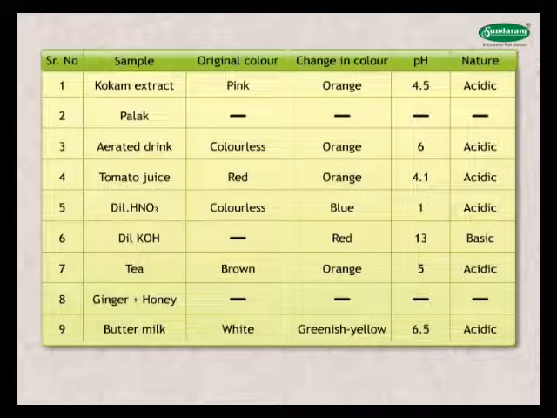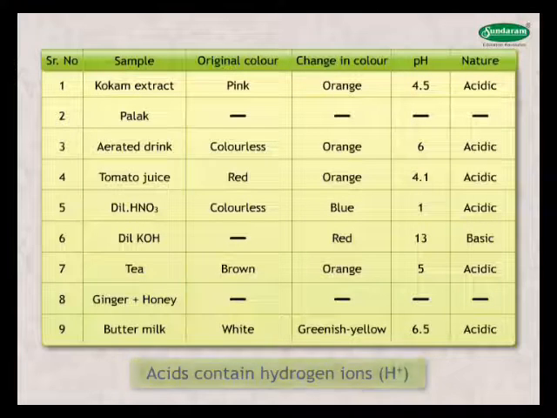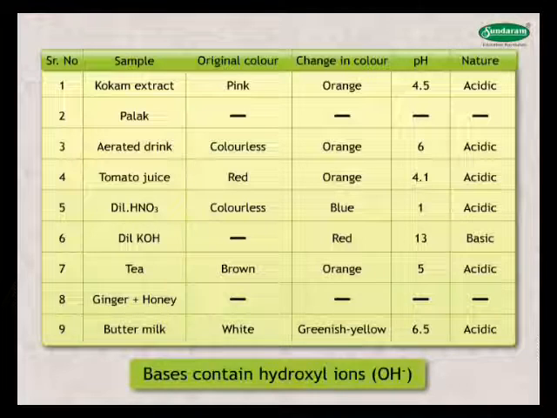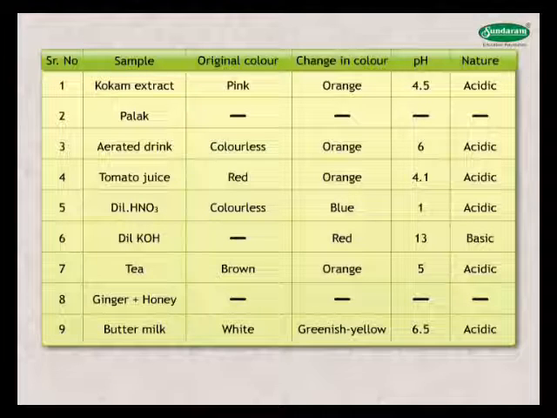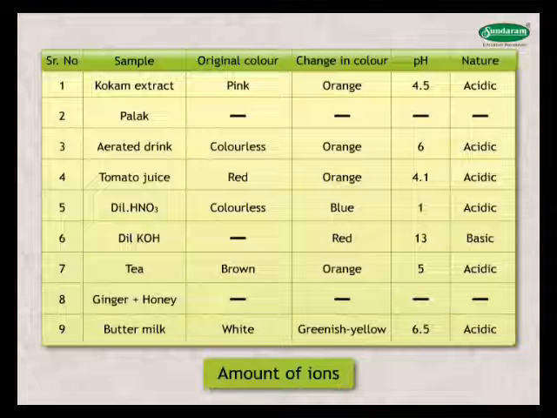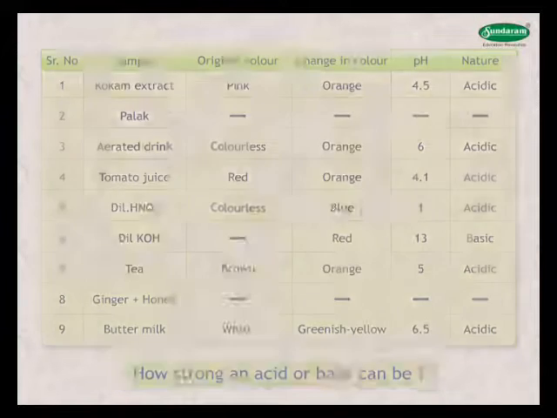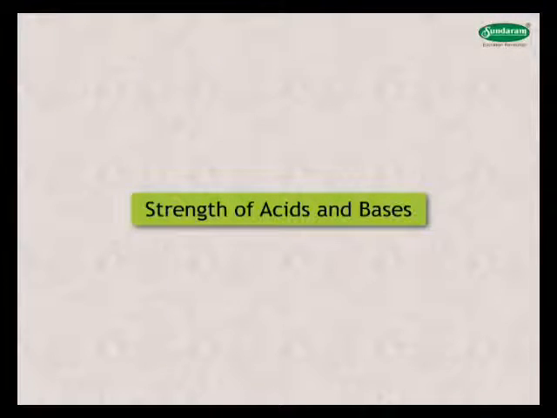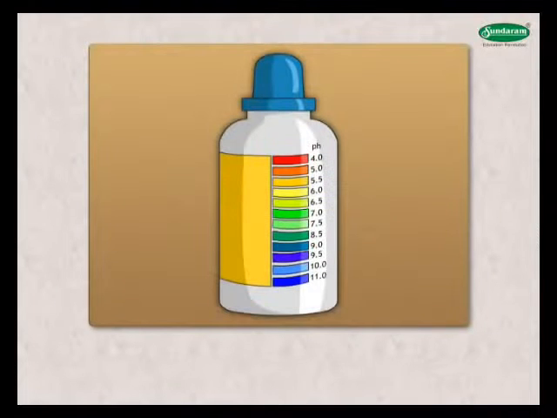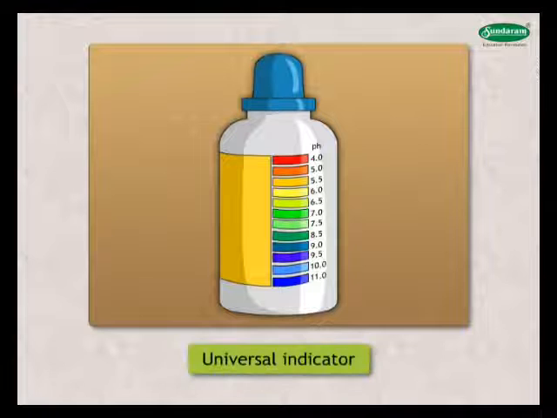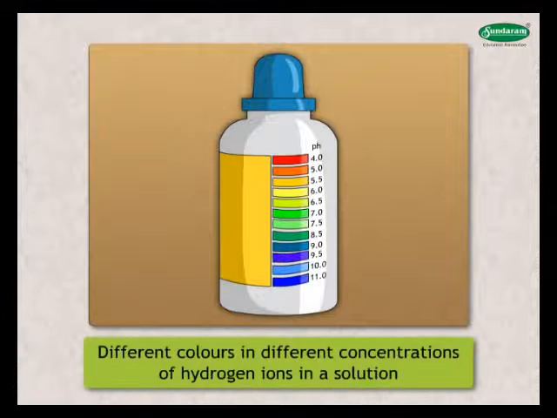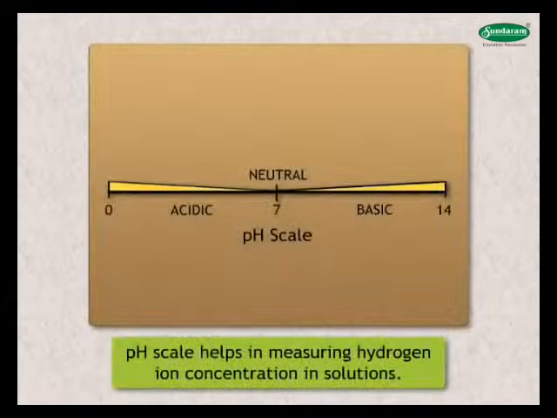You have already learnt that acids contain hydrogen ions and bases contain hydroxyl ions. Can you quantitatively find the amount of these ions in a solution? From this, can you judge how strong an acid or base can be? Strength of acids and bases. You can judge acidity or basicity by using a universal indicator which shows different colors in different concentrations of hydrogen ions in a solution. pH scale helps in measuring hydrogen ion concentration in solutions.